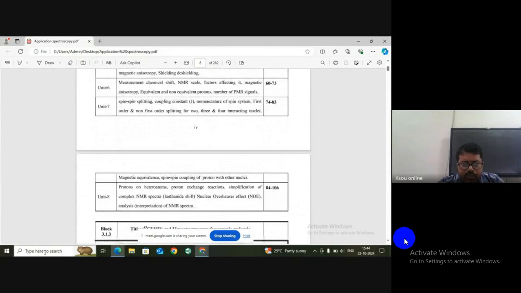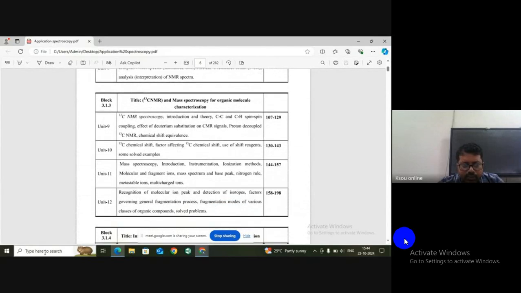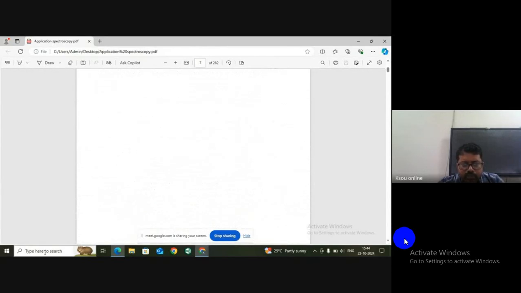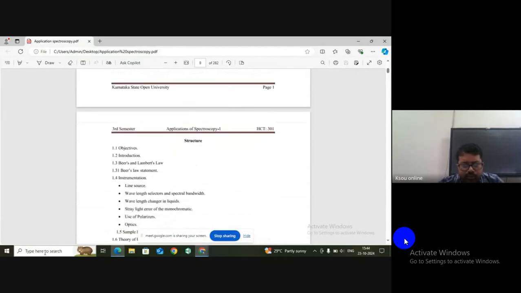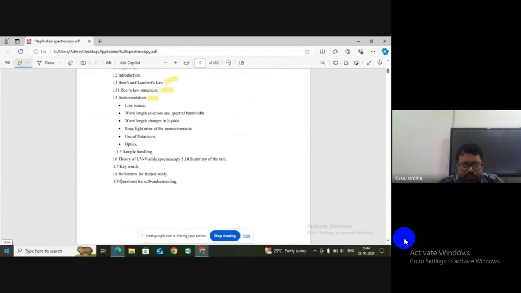As per our syllabus, the first unit, unit 1, is ultraviolet spectroscopy. The objectives are Beer's law, Beer-Lambert's law, and then instrumentation. These three things are very important for your examination purposes.